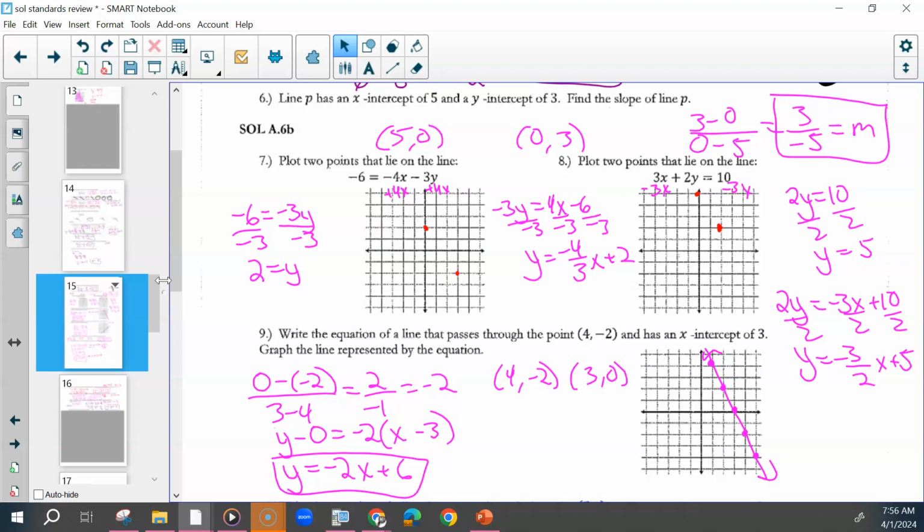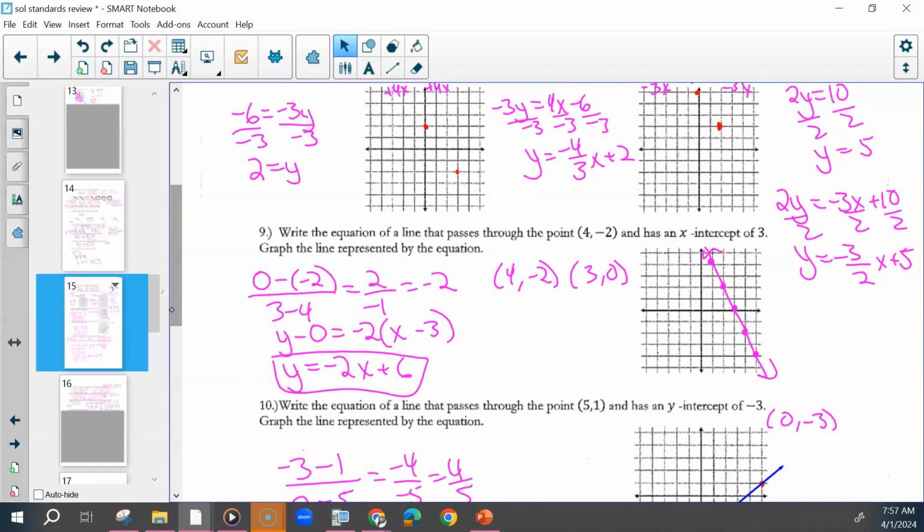For 9 through 15, all of those, you could have used your y equals mx plus b, used your slider, and found these different things. So this is the actual work for this, but we needed to write the equation that passed through this point that had an x-intercept of 3. So if you were doing it algebraically, you would need to know that that ordered pair is (3, 0). Again, if you use Desmos, you wouldn't have to do all of that, but the equation that you need is y equals negative 2x plus 6.